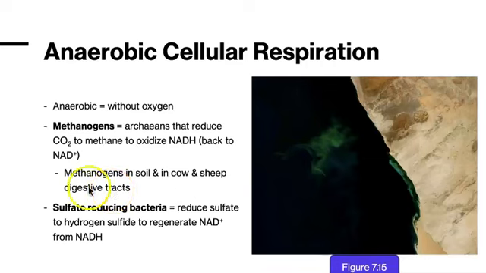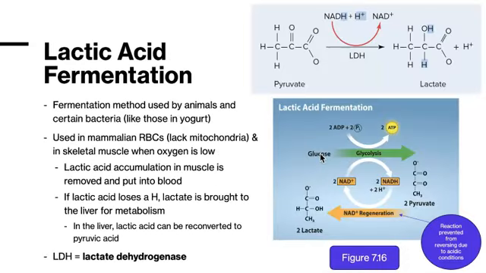Another group is the sulfate-reducing bacteria. They reduce sulfate to hydrogen sulfide to regenerate NAD from NADH. And you could see in this image over here, this green area within these coastal waters is showing that there was an eruption of hydrogen sulfide due to this type of bacteria producing it. And they release it as a gas as they decompose algae in the water.